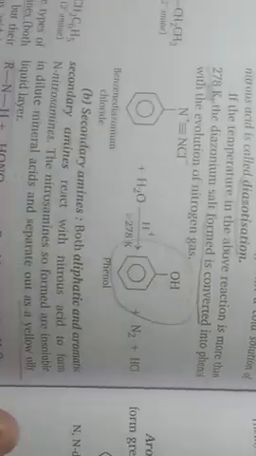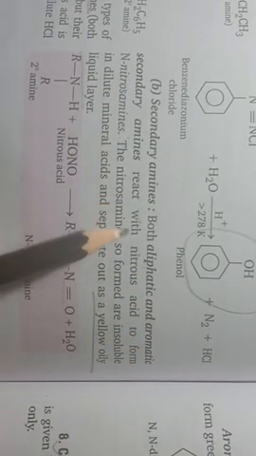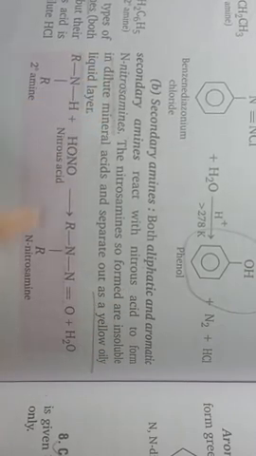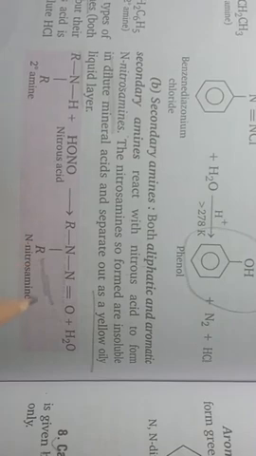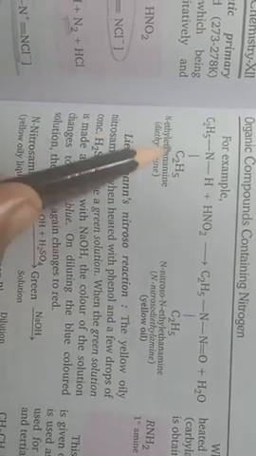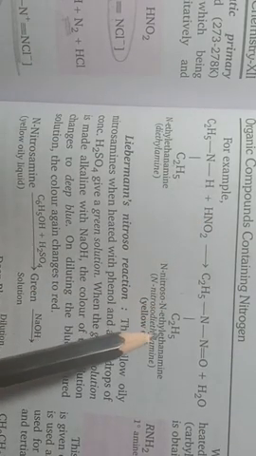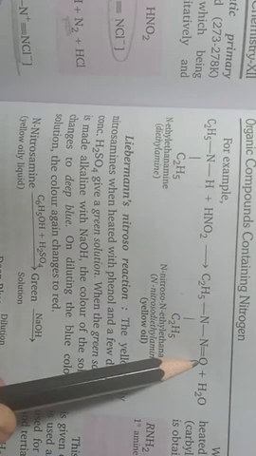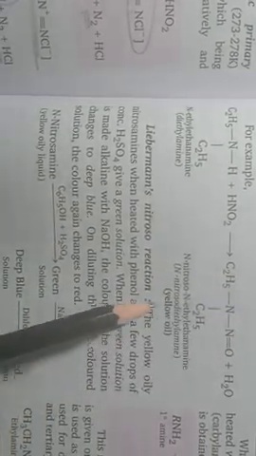Then in the case of secondary amines, both aliphatic and aromatic secondary amines react with nitrous acid to form N-nitrosamine. So with nitrous acid, aromatic and aliphatic secondary amines form nitrosamine. You can see in this example that N,N-diethylamine with nitrous acid forms N-nitroso-N-ethyl ethanamine. This compound is a yellow oily compound.